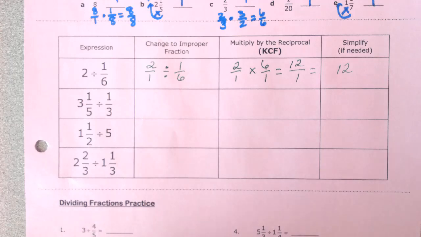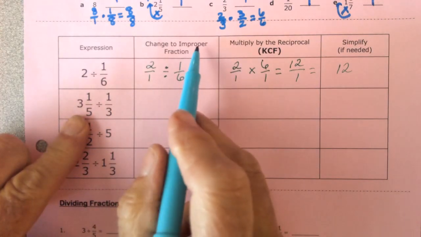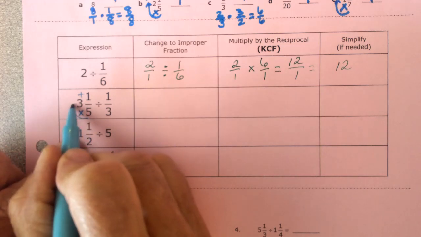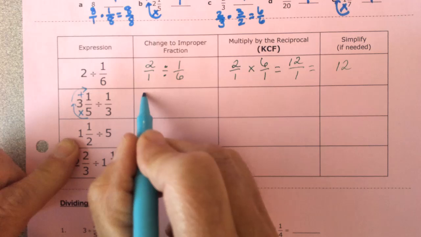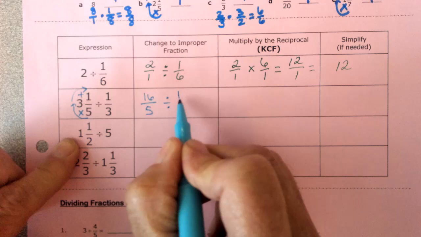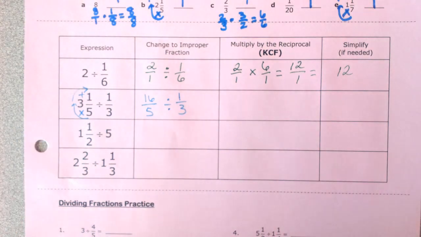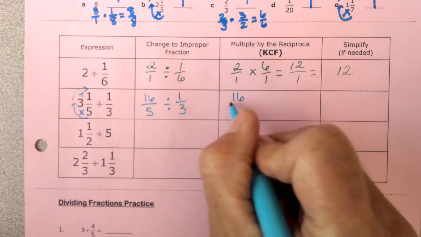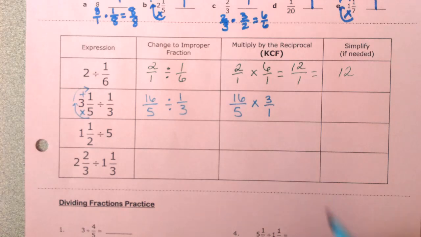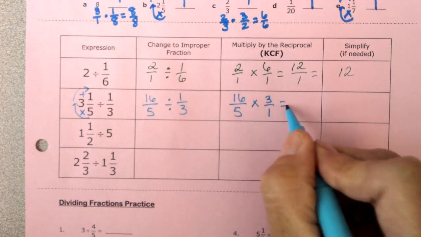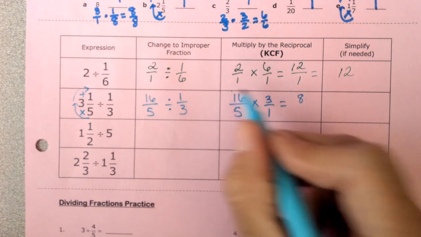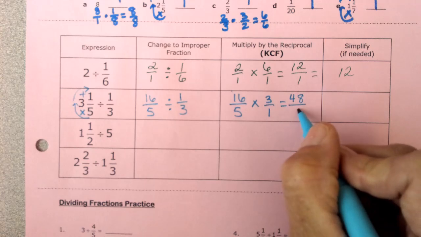Okay, now what if we're faced with a mixed number? I have to change it to improper. I use the Texas 2 step, T to the X. 5 times 3 is 15. 15 plus 1 is 16 over 5 divided by 1 over 3. Okay, now I do my keep, change, flip. 16 over 5 times 3 over 1. Now I got to do top times the top. 16 times 3. Let's see. 3 times 6 is 18. Carry the 1. 3 plus 1 more. That gives me 48 over 5.